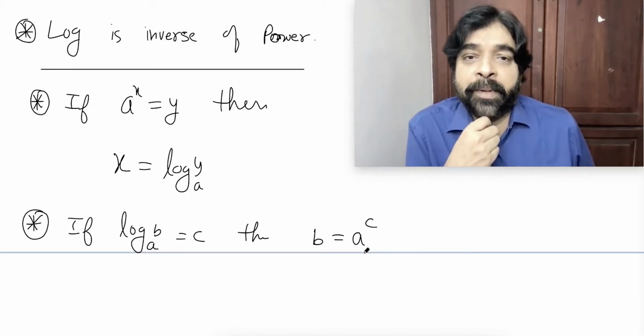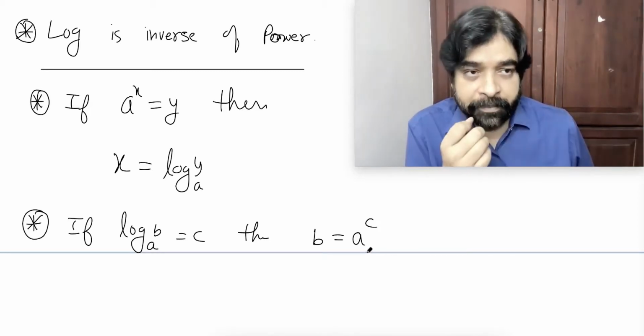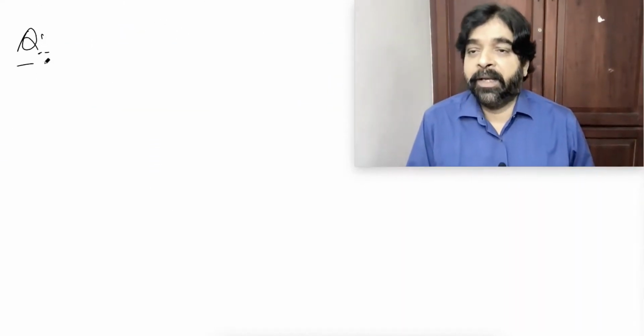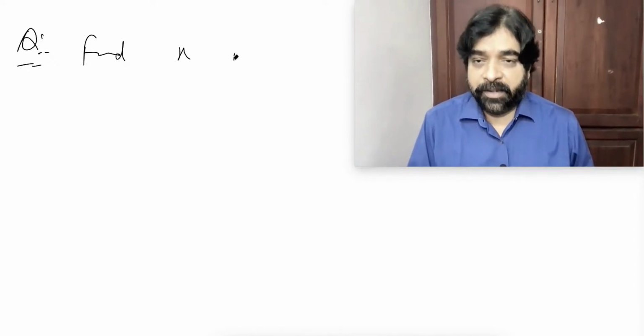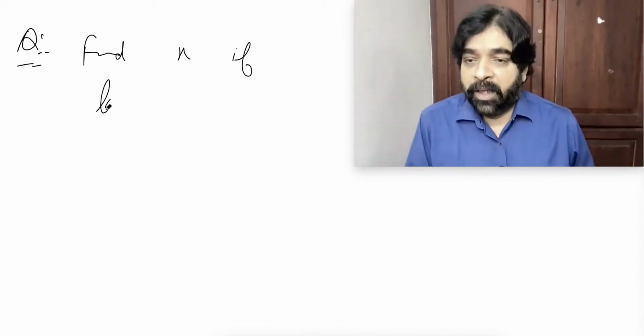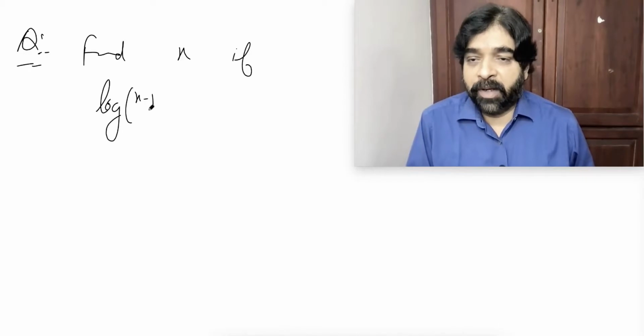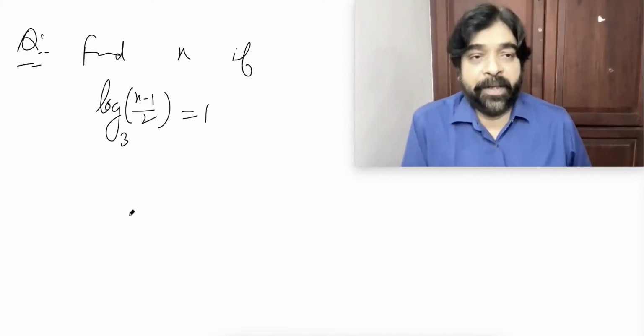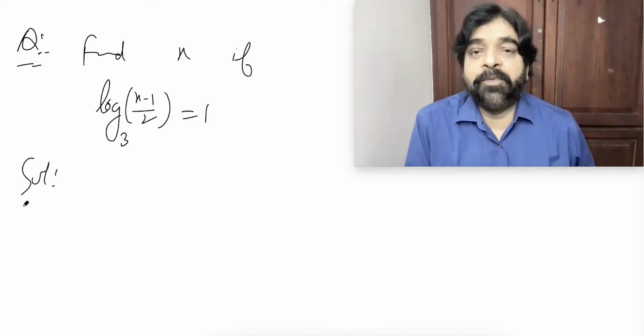Is it clear to everybody? Let me explain by example. Suppose a question is coming: find x if log of (x minus 1) by 2, base 3, equals 1. Think carefully. What do we have to find? I have to find x.